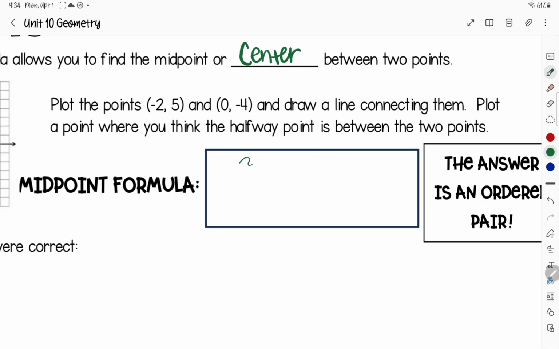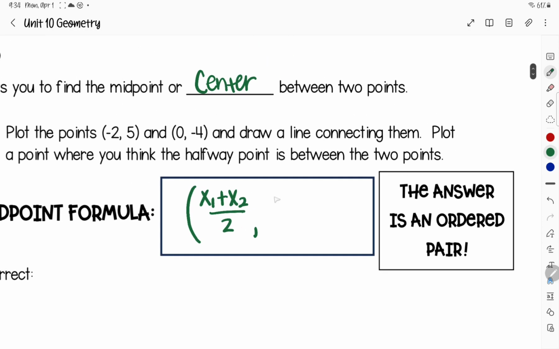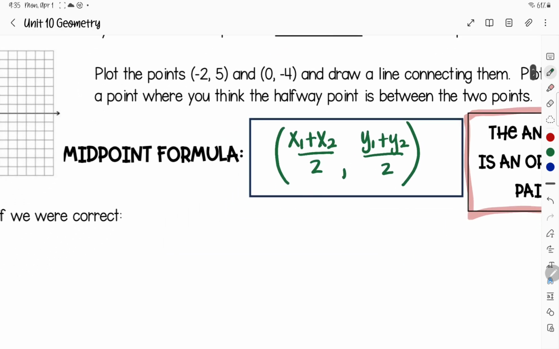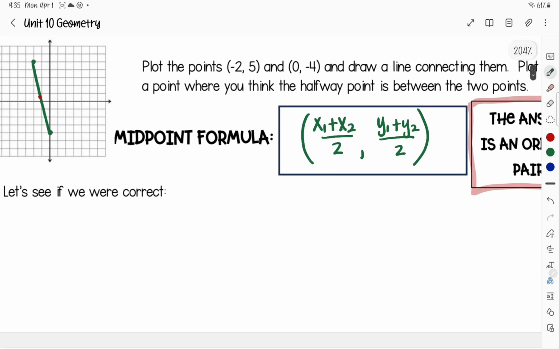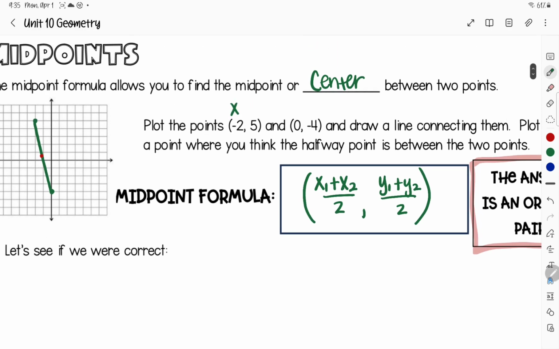So the midpoint formula looks like this. It's x1 plus x2 divided by 2, and then a comma, y1 plus y2 divided by 2. And the answer is an ordered pair, so that's why there's a comma in the middle and parentheses on the outside of it. Okay, so make sure you know this. Okay, so let's check out what the halfway point really is. So I'm going to make this x1, y1, x2, y2.